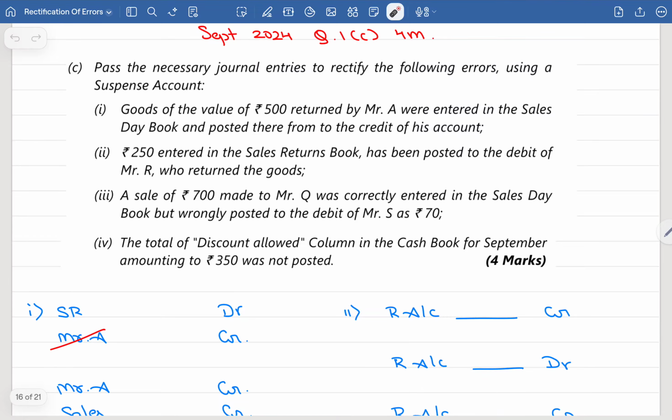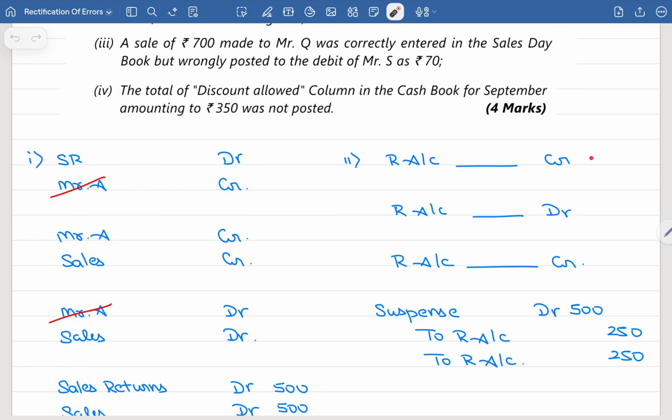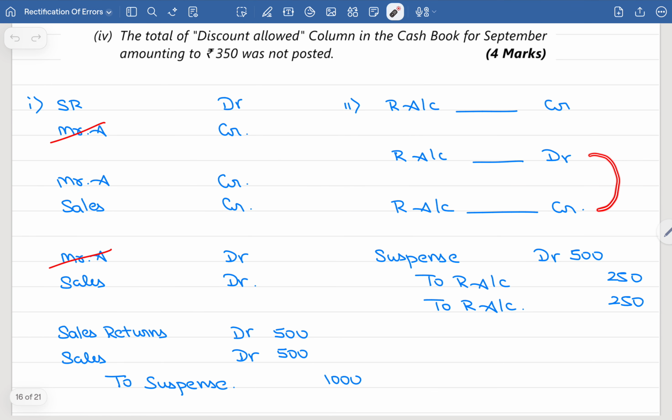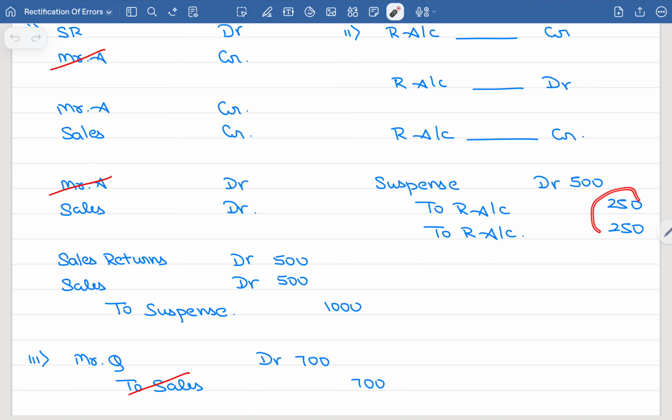Point number 2. Rupees 250 entered in the sales returns book has been posted to the debit of Mr. R who returned the goods. Whenever there is a sales return, the journal entry is sales returns account debited to Mr. R account. Mr. R account should have been credited, but what they have done? Debited it. So the correct entry will be R account credit, wrong entry R account they have debited. So reverse this wrong entry. So R account is credited back. So R account credit and R account credit. So ultimately to R account 500, suspense account is debited by 500.